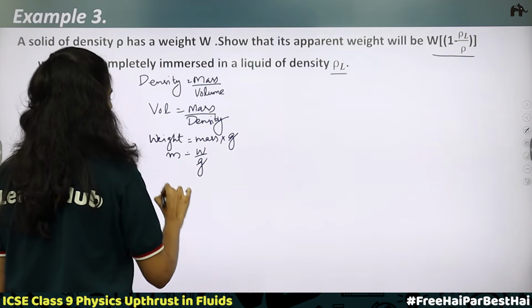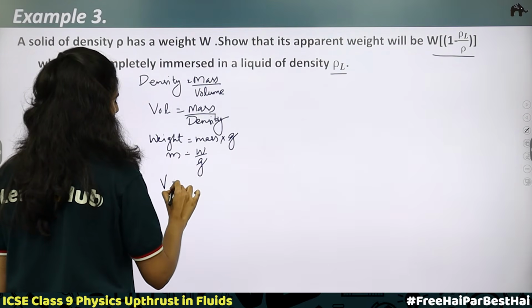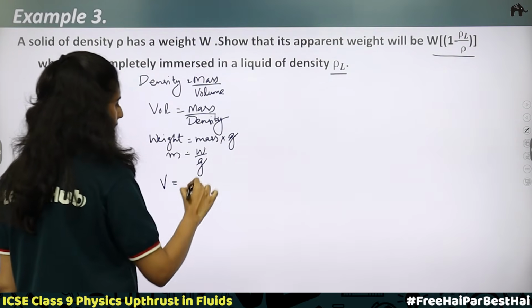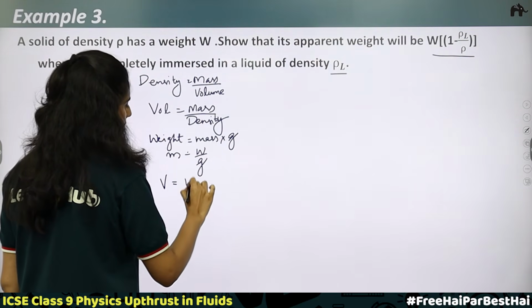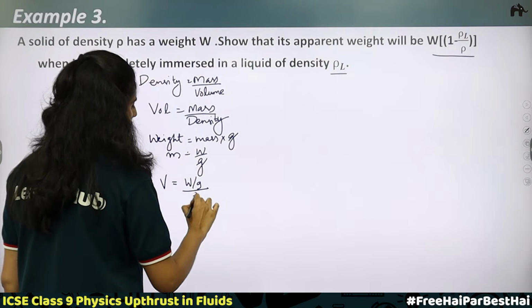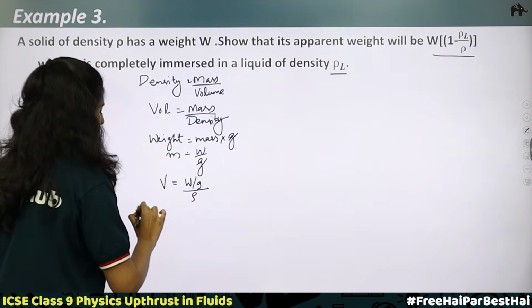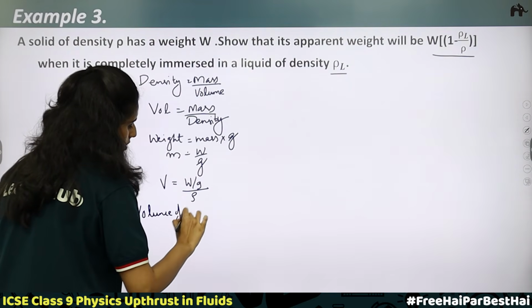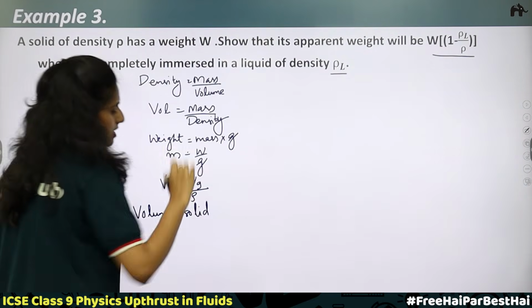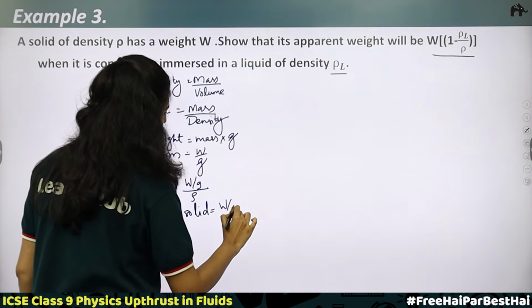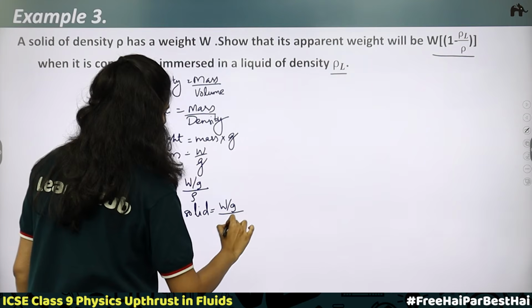Then what is volume? Here we are finding the volume of the solid. Volume of solid will be equal to mass by density. Here mass is W by G divided by density rho, the density of the solid. So here we got the volume of the solid. So when it is immersed in a liquid, what happens? Volume of solid is W by G divided by rho.